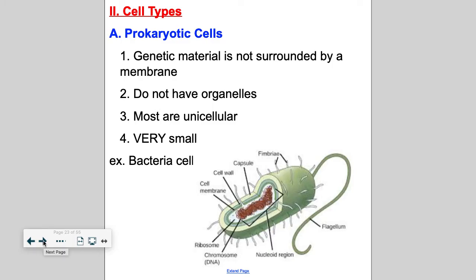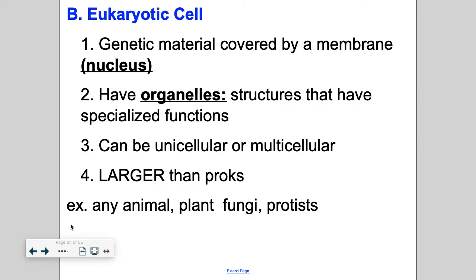So that's prokaryotic cells. Eukaryotic cells do have their genetic material covered by a membrane, and we call that membrane a nucleus, and we'll discuss the nucleus coming up here. They have organelles. Organelles are structures that have specialized functions, so tiny organs. If you think about the organs inside of us, each organ carries out a job. Like a stomach helps aid in digestion. Your eyes, that's an organ, help you see. Your brain helps you control everything that's going on. So each organ has its own job, and each organelle has its own job as well.